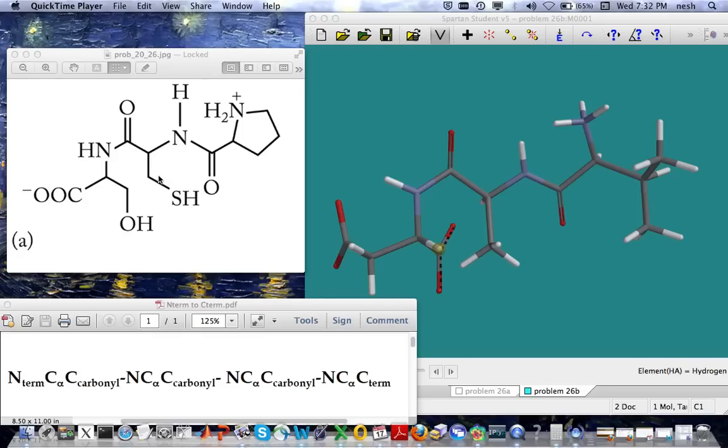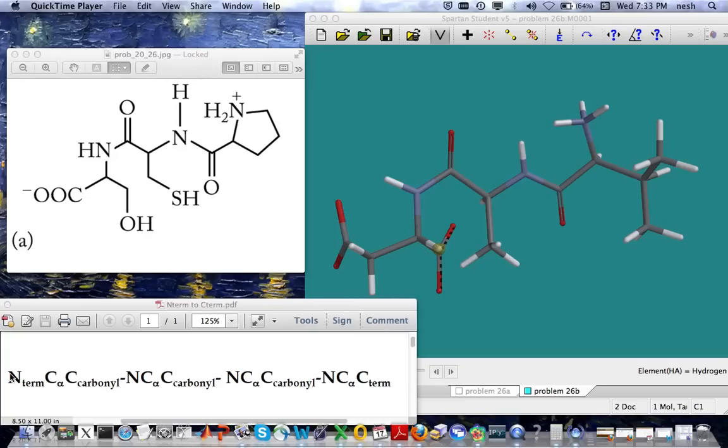The objective here is to identify the amino acids that are involved in these peptides. I'm going to start us off with part A, and we can see it looks like an amino acid here, with some pieces to it. The first task is to figure out which one is the C terminus and which one is the N terminus, and the reason for that is that we know what order they go in.